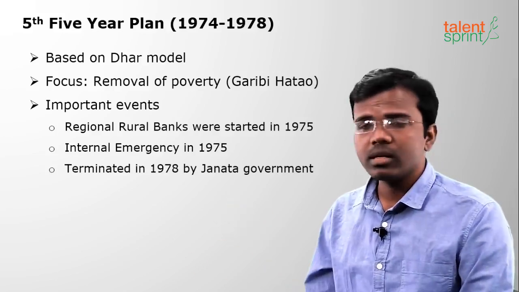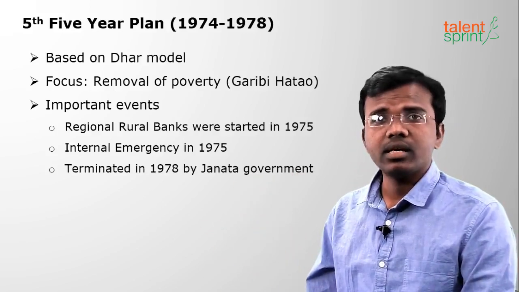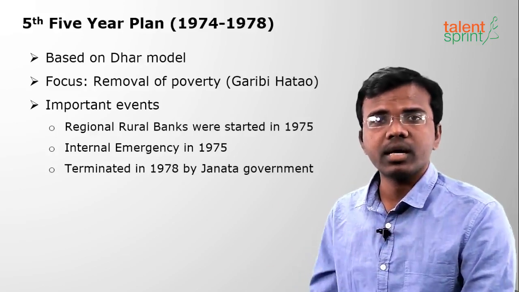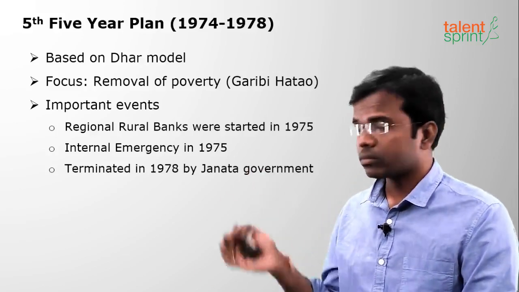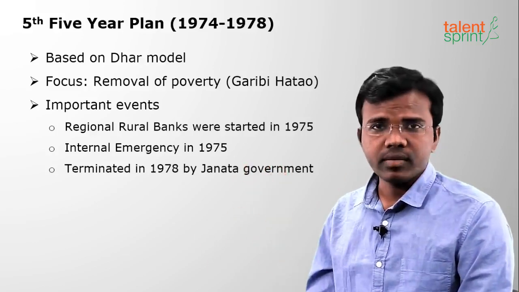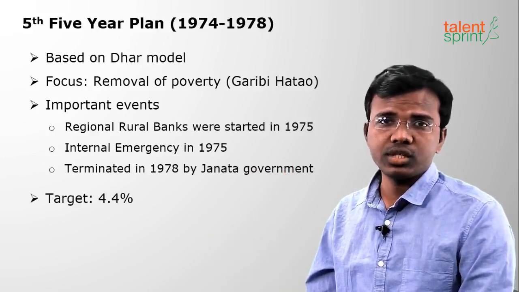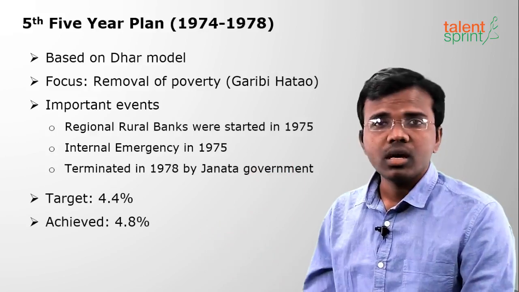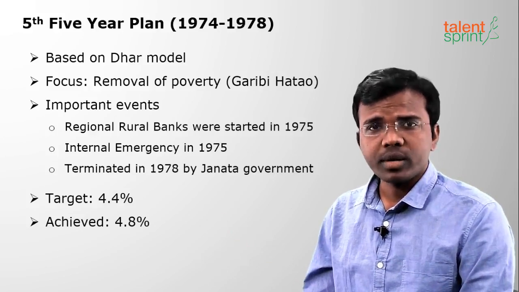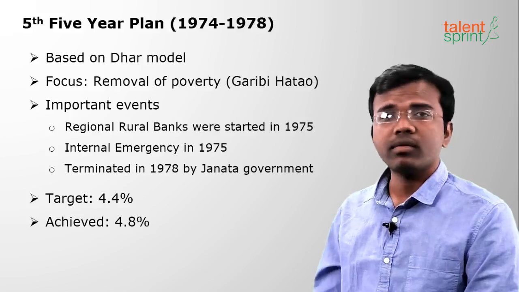So as there was turmoil in the country, this 5-year plan was terminated in the year 1978 by the Janata Party government. So after Congress Party, Janata Party will come into power during emergency. So it will terminate this in the year 1978. The target of this 5-year plan is 4.4% GDP, but achieved was only 4.8% of GDP. Okay, 0.4% was the increase than the actual target. Clear about 5th 5-year plan?